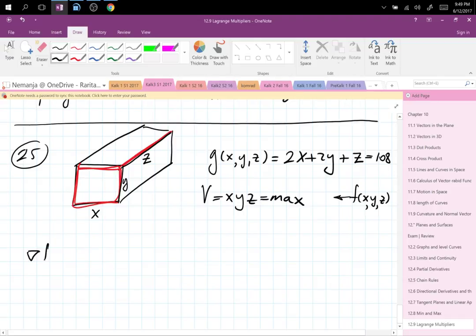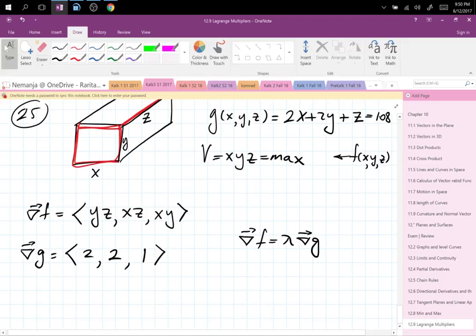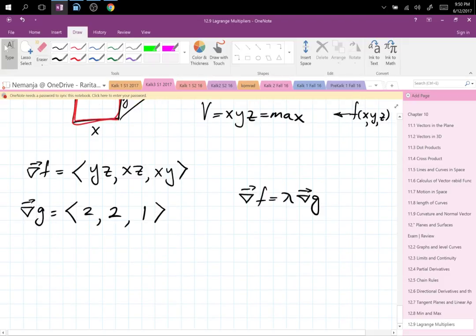Del f: partial derivative with respect to x is yz, with respect to y is xz, with respect to z is xy. Del g: partial derivative with respect to x is 2, with respect to y is 2, with respect to z is 1. Del f equals lambda del g. See, it takes 6 seconds. Set up the system.